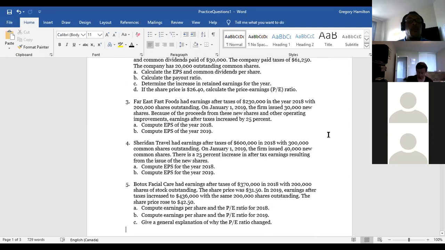All right, so let's take a look at the next question, which is question 3. It says Far East Fast Food has earnings after tax of 230,000 in 2018, with 20,000 shares outstanding. On January 1, 2019, the firm issued 30,000 new shares. Because of the proceeds from these new shares and other operating improvements, earnings after tax increased by 25%. Compute the EPS for 2018 and 2019.